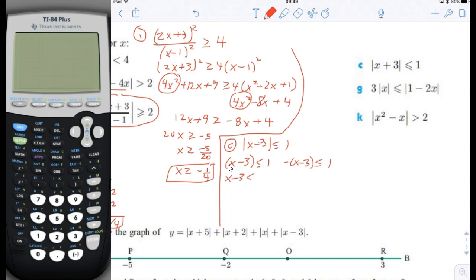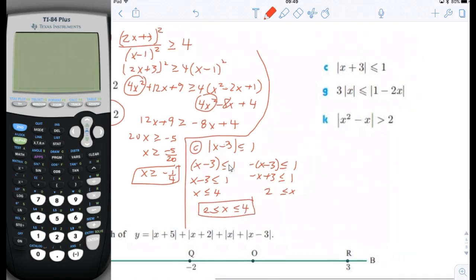So we have x minus 3 is less than or equal to 1. X is less than or equal to, add 3 to both sides, we get x is less than or equal to 4. Negative x plus 3 is less than or equal to 1. X is greater than or equal to, subtract 1 from both sides, we get 2. So we get x is less than or equal to 4, x is greater than or equal to 2, so we can combine that into one inequality, which is x is between 2 and 4.